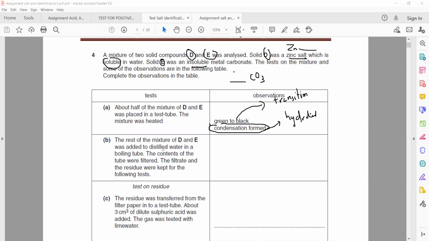Then we add water and we filter. What is left on the filter paper is called a residue, and what passes through the filter paper is known as a filtrate. In this example, because E is insoluble, it is left on the filter paper, and D passes through, so D is the filtrate and E is the residue. So a test on the residue means a test on E. And E, you already know, is a carbonate, but you don't know which metal is there.